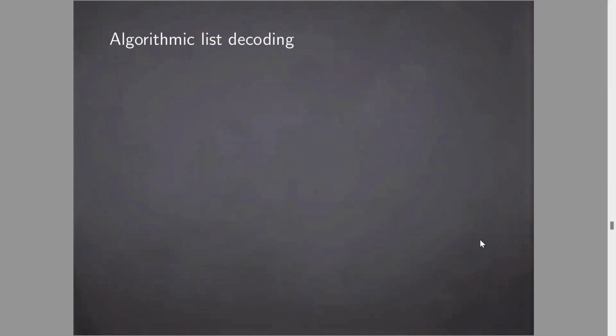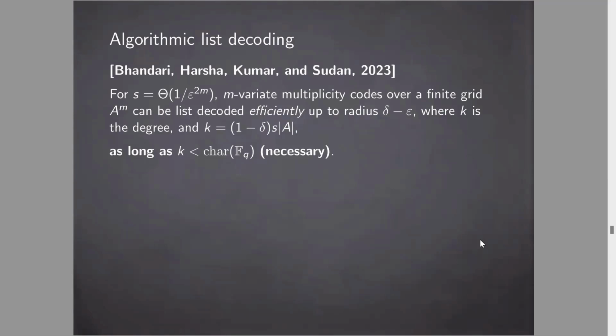So let's move on to the algorithmic result that we have. Our focus is really this algorithmic list decoding result by Bhandari, Harsha, Kumar, and Sudan, which said that m-variate multiplicity codes can be list decoded efficiently up to radius delta minus epsilon, where delta is the distance of the code, as long as the degree is smaller than the characteristic. And this condition is necessary.